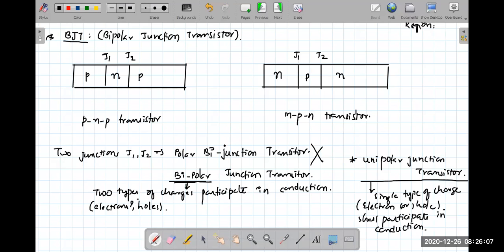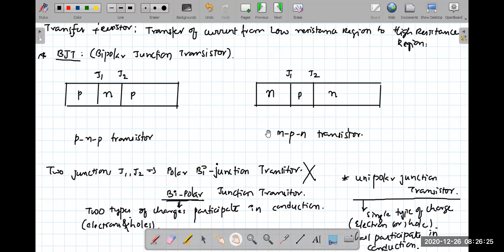Yes, electrons and holes will take part in conduction. So that's the name. Now, why I'm stressing this point is that whenever you go for a viva, they may ask, what do you mean by this bipolar junction transistor? So that's the logic over here.